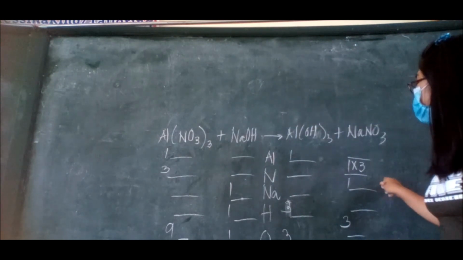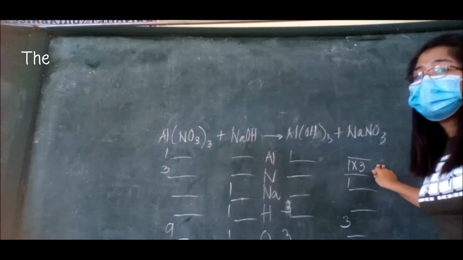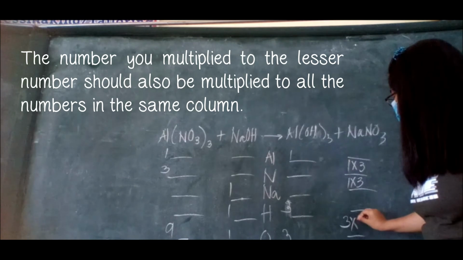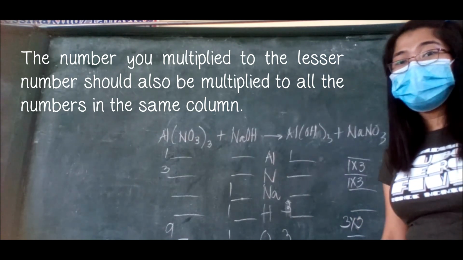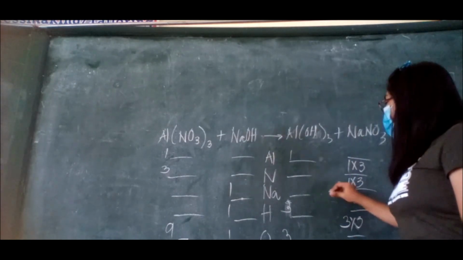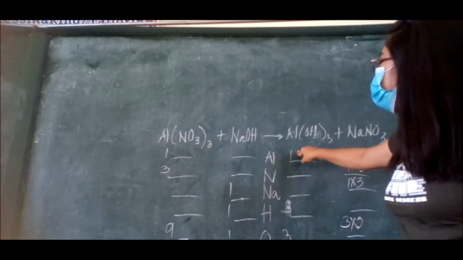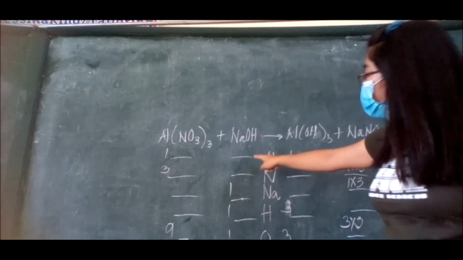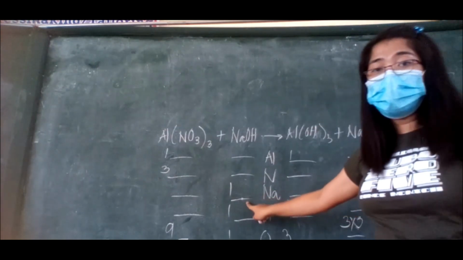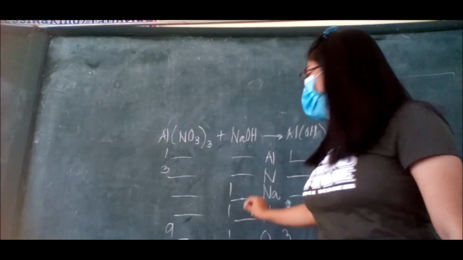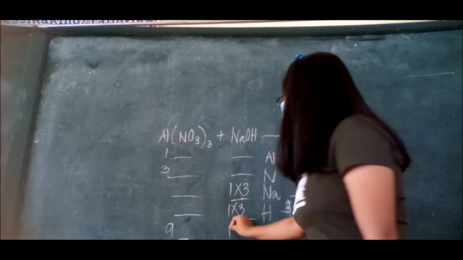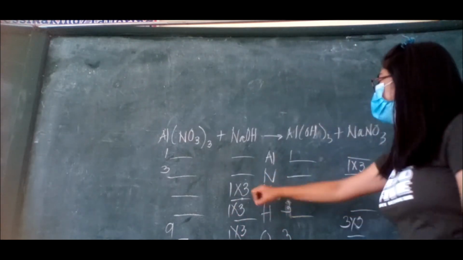Now, by the way, I almost forgot, if you multiply by 3 here, you have to see to it that the rest of the numbers will also be multiplied by 3 because we're dealing with proportionality. Okay? Now, again, let's check. We have 1 aluminum, they're balanced. We have 3 in here and 3. The nitrogen, we have 3 in here and 1 in here, so they're not balanced, so we have to multiply it by 3 also here. Okay, that's 3.